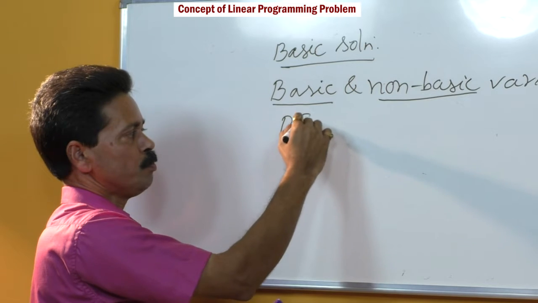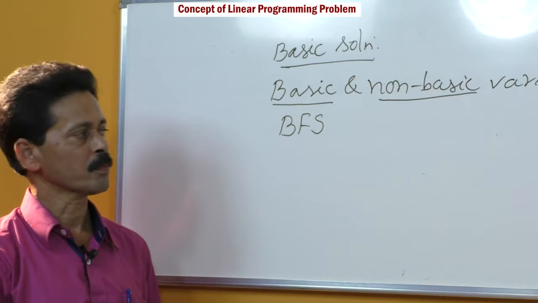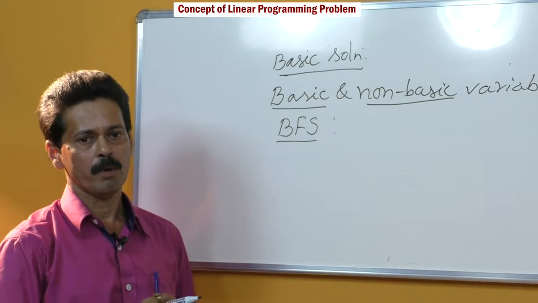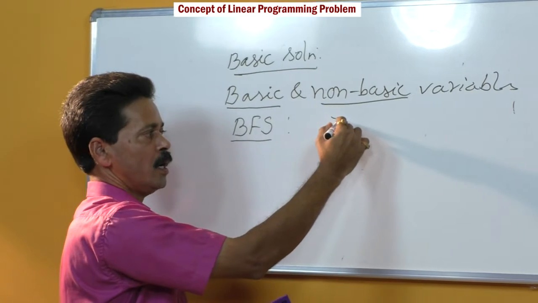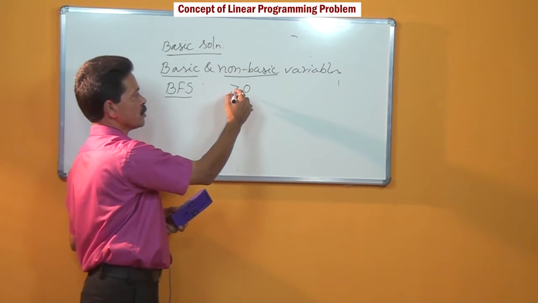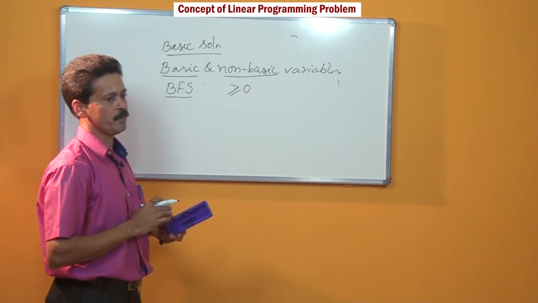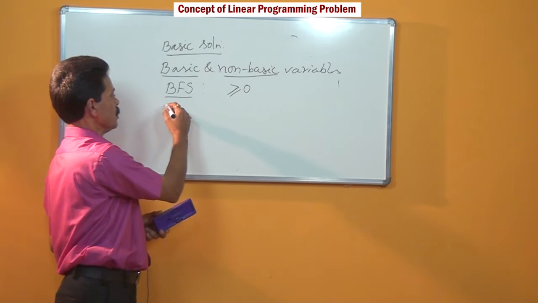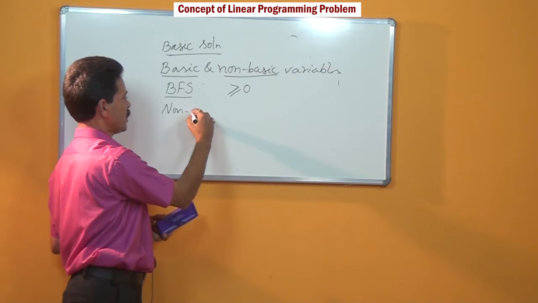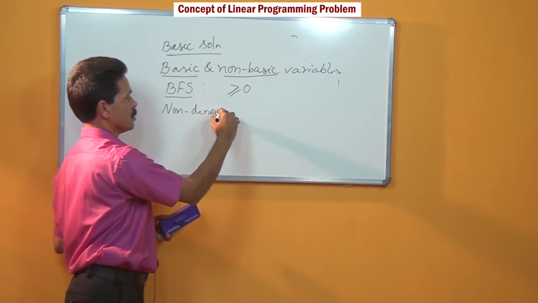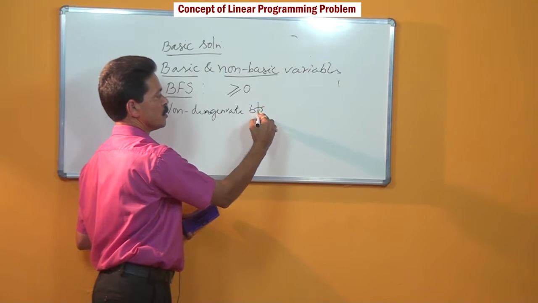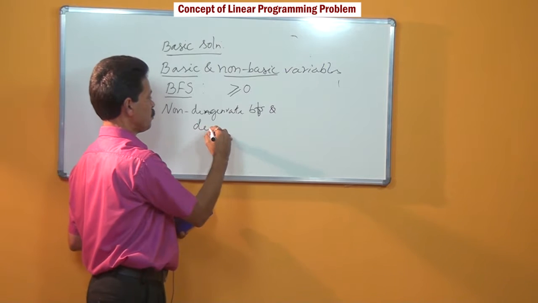Next concept, that is basic feasible solution. Any basic solution where all the basic variables are greater than or equal to 0, that means non-negative, is called a basic feasible solution. There are two types of basic feasible solution. One is non-degenerate BFS, and another one is degenerate BFS.